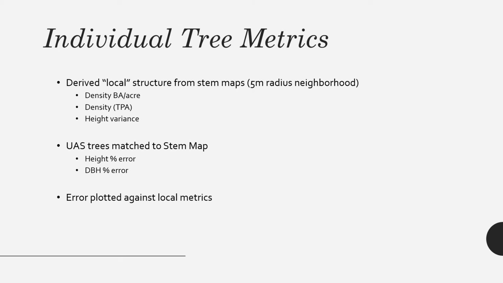But how does stand structure impact our ability to extract individual tree metrics? To assess this, we derived some local structure metrics from the STEM maps using a 5-meter radius neighborhood. Specifically, we derived local density, both basal area per acre and trees per acre, as well as variance in tree height. We then took the UAS detected trees and matched them with the STEM maps to collect percent error in both our tree heights and DBHs. And then we plotted those error values against our local metrics.